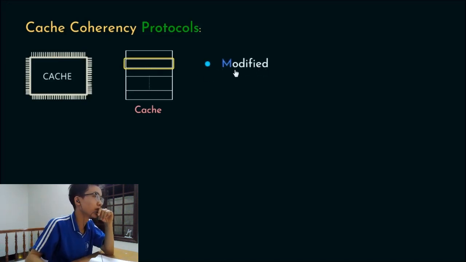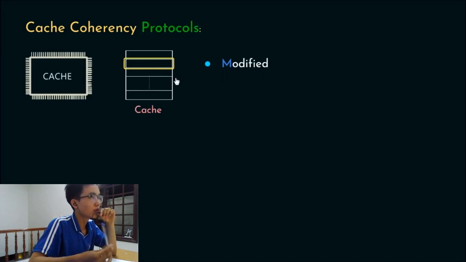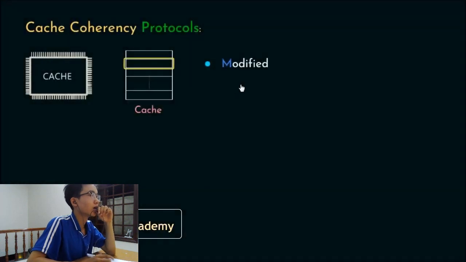Now coming to the next state, that is shared. When we specify that a line is in shared state, it means that line contains unmodified data and thus can appear in at least one of the CPU caches.